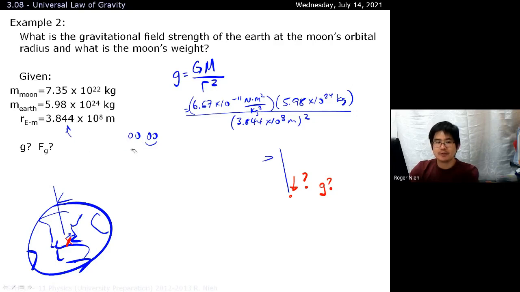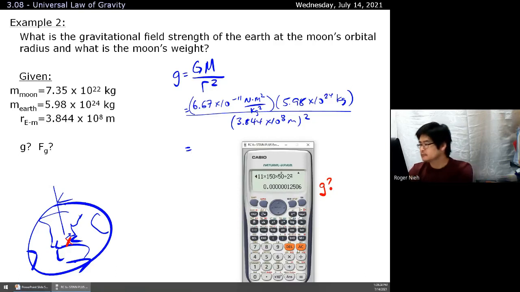Somebody's asking what happened to 6.67? It's 6.67 times 10 to the negative 11 newtons times meters squared over kilograms squared. Again, it's a constant, and the constant has been copied down earlier in your notes. Okay, so go ahead, take out your calculators and crunch away at it. We'll work through this together.